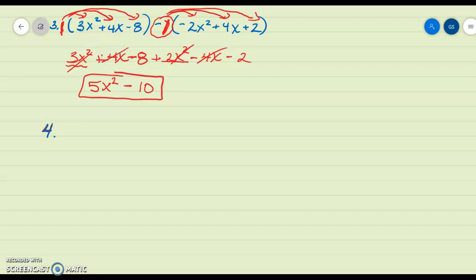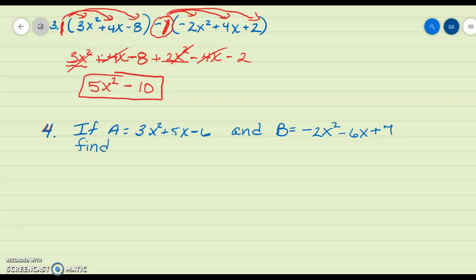Okay, number 4. It says, if A, I'll write this down, if A equals 3x squared plus 5x minus 6, and B equals negative 2x squared minus 6x plus 7. Okay. It says find A minus B.